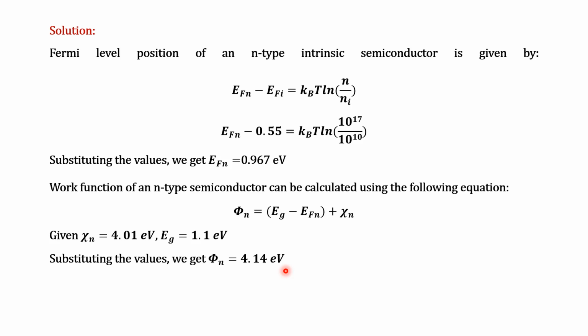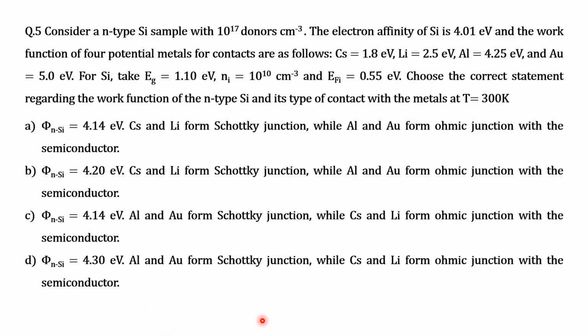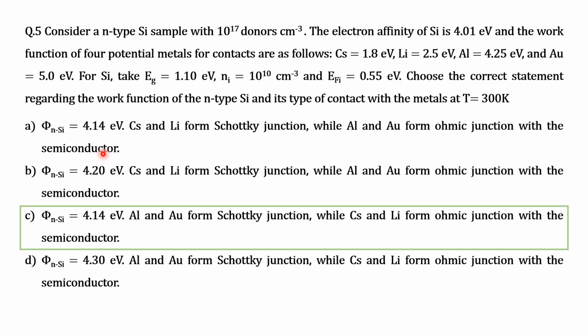So out of the four options, we can select the one with 4.14 electron volt. But in case there are multiple options with 4.14 electron volt, then we have to compare. Since phi n is 4.14, for cesium and lithium the semiconductor work function will be greater, hence an ohmic junction will be formed. In case of aluminum and Au, 4.14 will be less than their work functions, hence Schottky junctions will be formed. So out of these options, C will be the answer. Aluminum and Au form Schottky junctions, while cesium and lithium form ohmic junctions with the semiconductor.